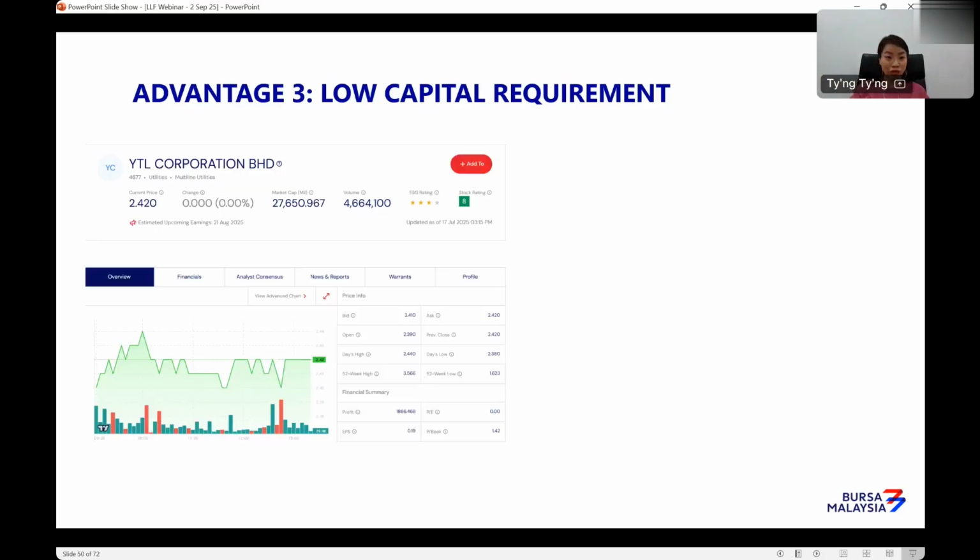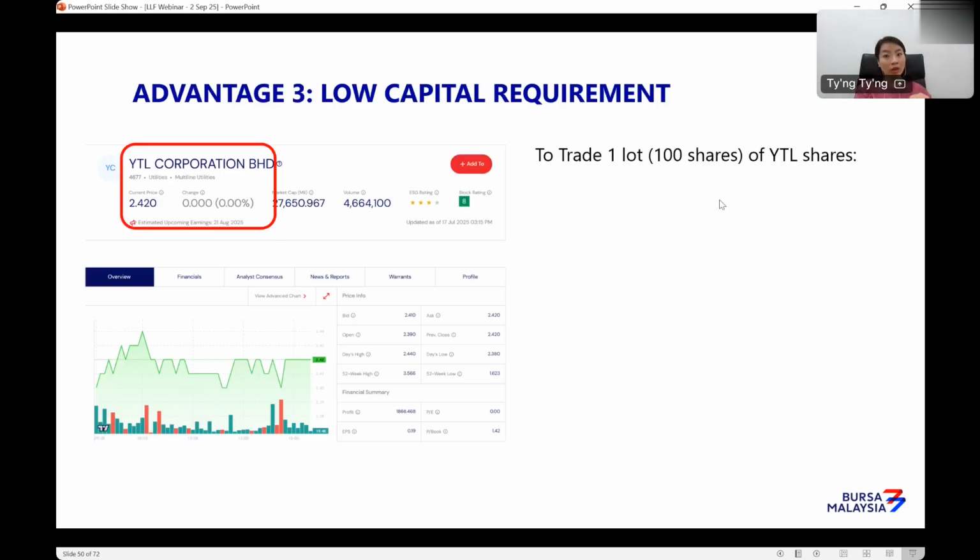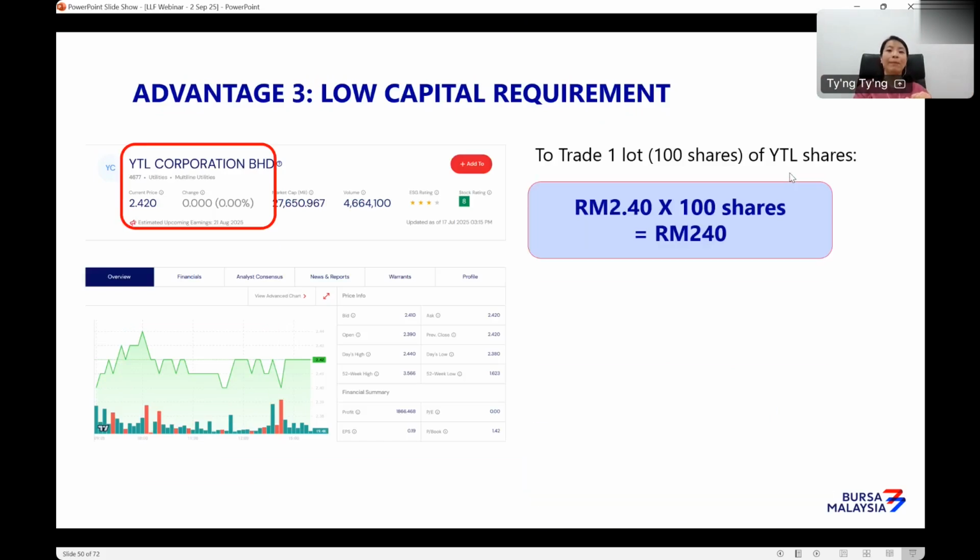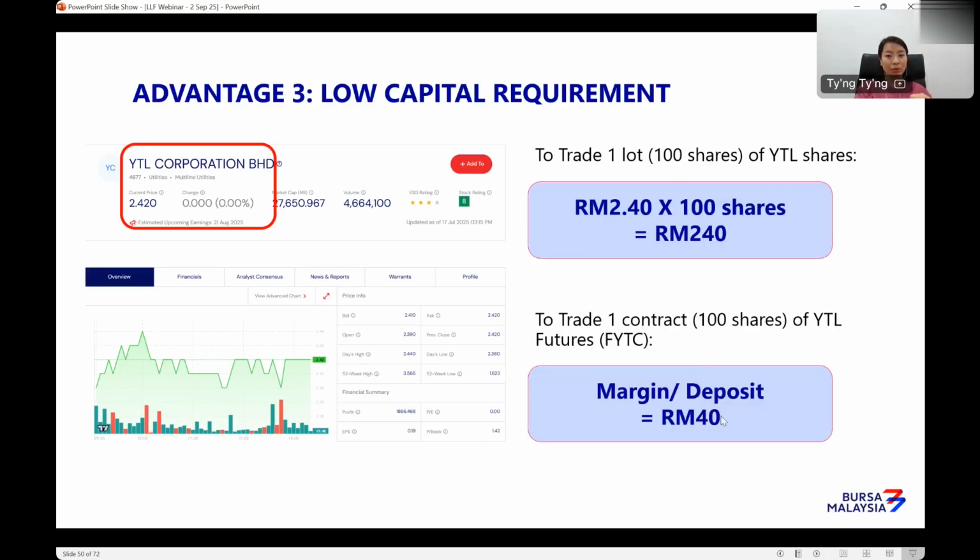Now, let me show you the actual example. Again, we go back to YTL Corporation, your YTL stocks. To trade one lot of 100 shares of YTL shares, for example, if currently the stock price we round up to $2.40 times 100 shares, that is equivalent to 240. So if you want to buy 100 shares, you need to deposit 240 to own the stocks. But to trade single stock futures with a similar 100 shares, you just need to put a deposit of 40. So let's say subsequently, if you are going to make a return, your return will be higher as well.